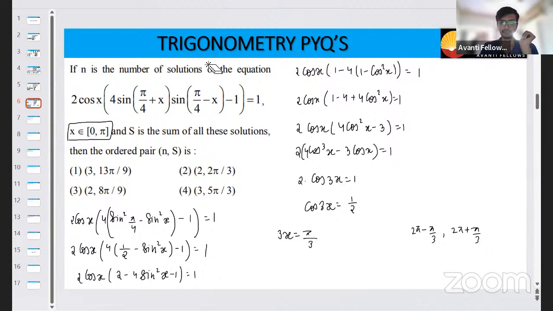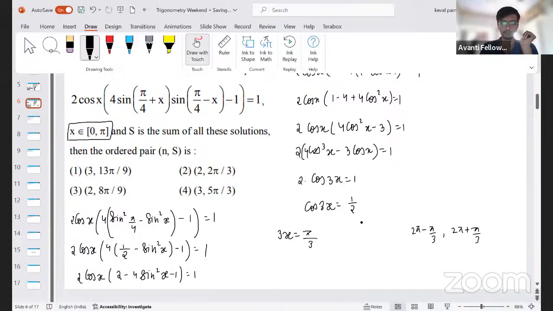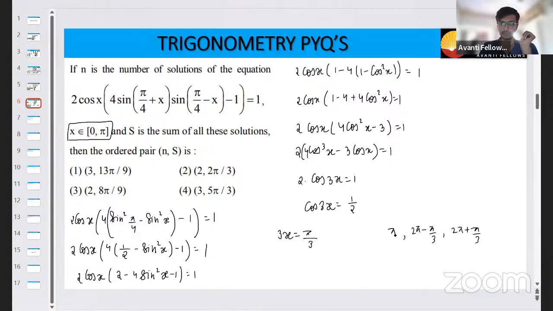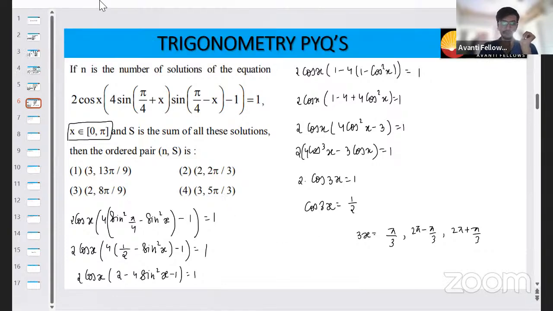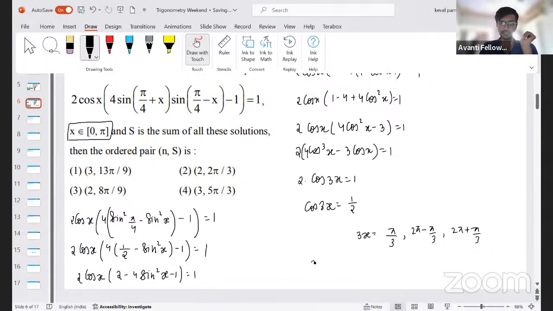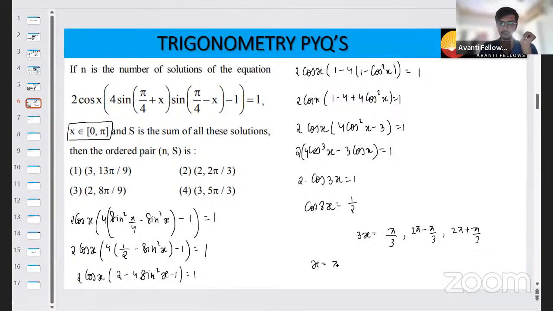Pi by 3, 2 pi minus pi by 3 and 2 pi plus pi by 3. So our x will become pi by 9, 3 to the 6, 5 pi by 9, 6 plus 1, 7 pi by 9.